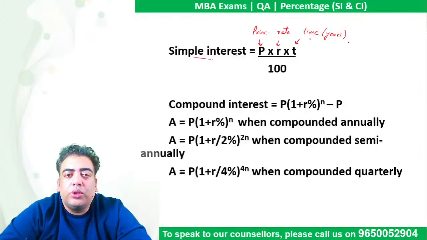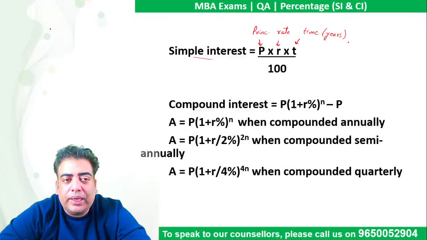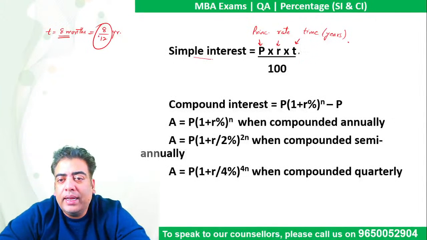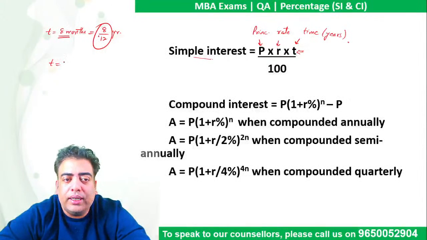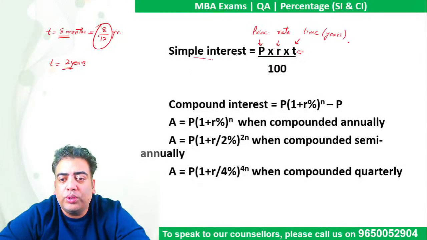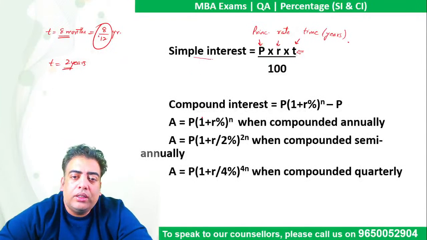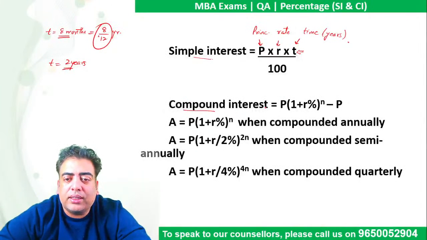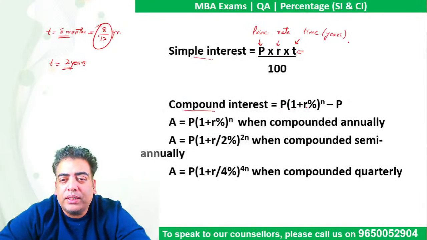All right. So if you are given a period of 8 months, you need to convert it to years by dividing by 12. So you will not use 8, you will use 8 by 12 in place of T. If the value is already given in years, so if it is 2 years, then you will keep T as 2 straightaway. Now the formula of compound interest is P into (1 plus R%) raised to power N minus P.